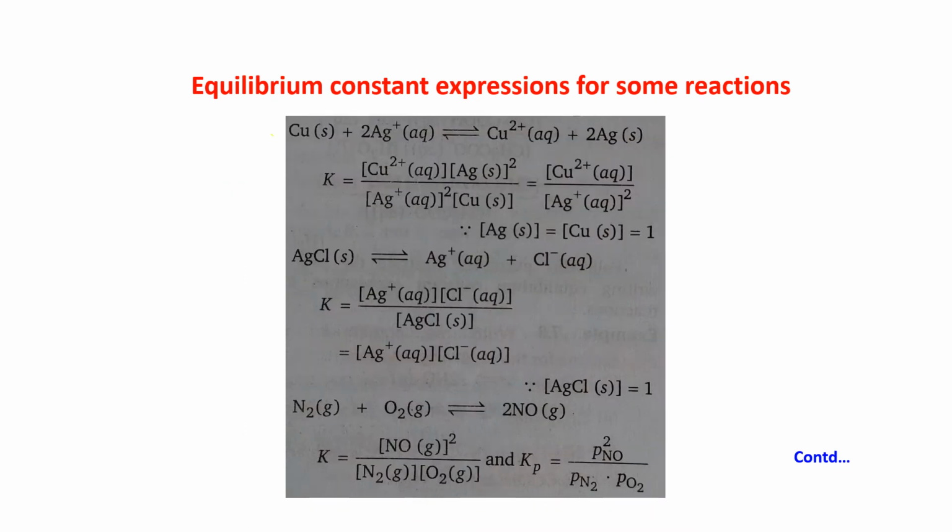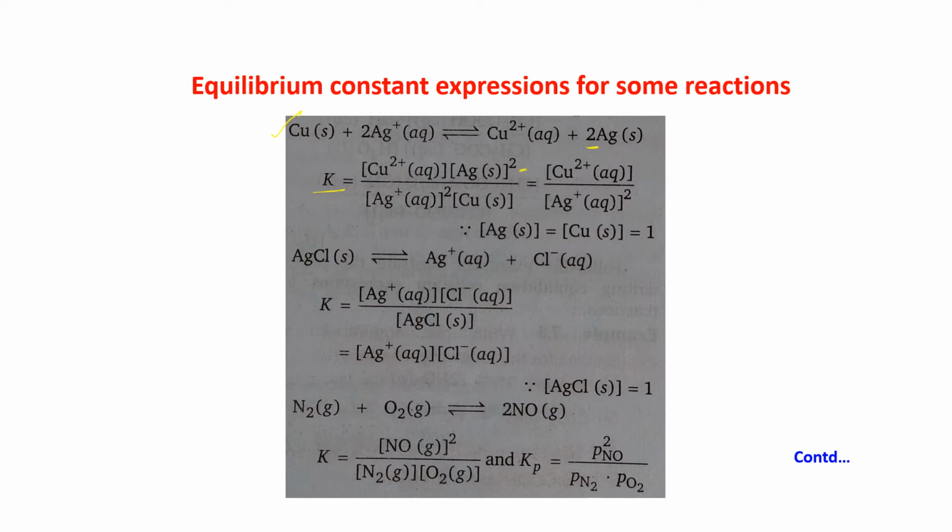See here another reaction, Cu solid plus 2Ag plus aqueous giving you Cu2 plus aqueous plus 2Ag solid. So the equilibrium constant K is equal to Cu2 plus aqueous, and the concentration of Ag solid to the power 2, because 2 is the stoichiometry. You have to take care of the stoichiometry also.